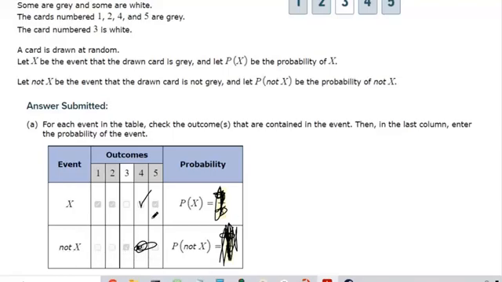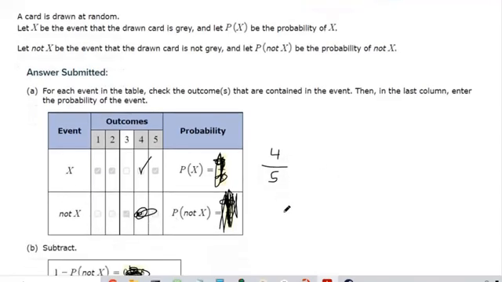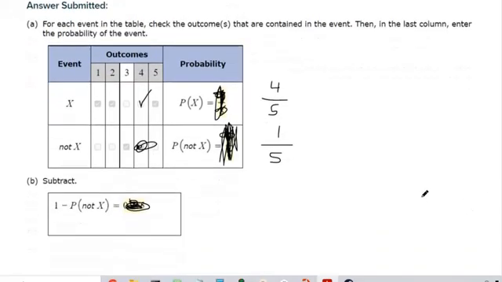So the probability, there's 5 outcomes, and there's 4 outcomes that fit event X. That's our probability. Probability is the number you're interested in divided by the total amount. And same thing down here. There's 5 possibilities for drawing a card. The probability of getting one of the events down here, there's only 1 check mark. So that's a 1/5 probability.